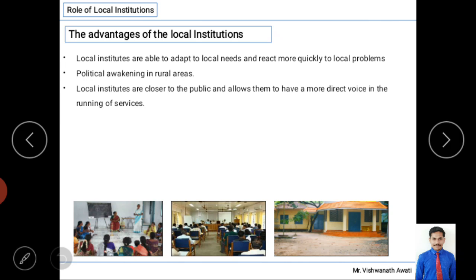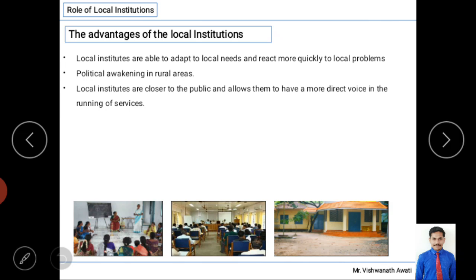Next is, local institutes are closer to the public, right? Local institutes are closer to the public and allow them to have a more direct voice in the running of services. It is not a single person's property. It is public property, right? And it allows them to have a more direct voice. More direct voice means what? You can go and ask why we are not getting water. Where is the problem? And when will you supply? When will you repair it? We can make our own voice heard and you can ask them about the running of the service.